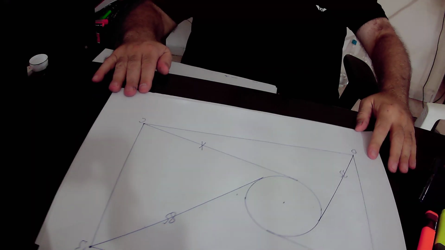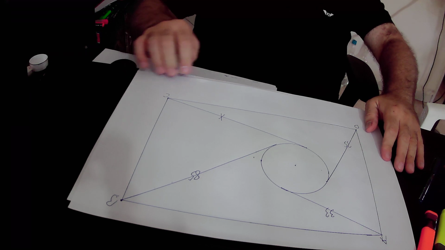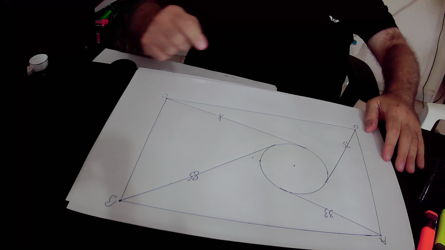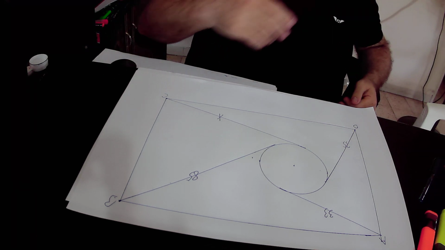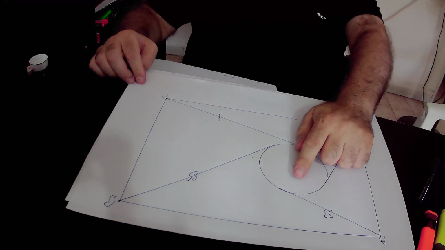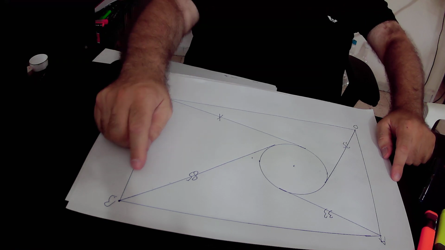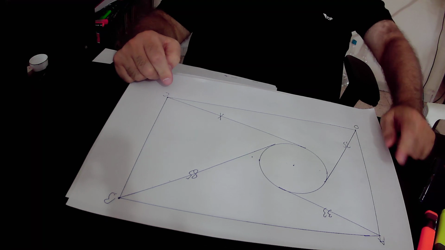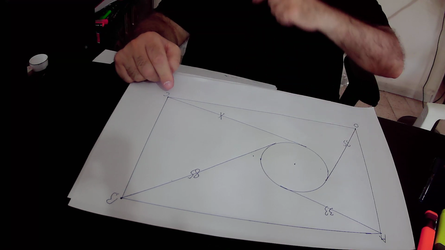In the drawing, we have rectangle ABCD. Inside rectangle ABCD, we have a circle. We know that the tangent from point A to this circle equals 33 units in length. The tangent from point B to this circle equals 85 units in length. The tangent from point C to this circle is unknown, so it is equal to x, and we have to find out the value of x.